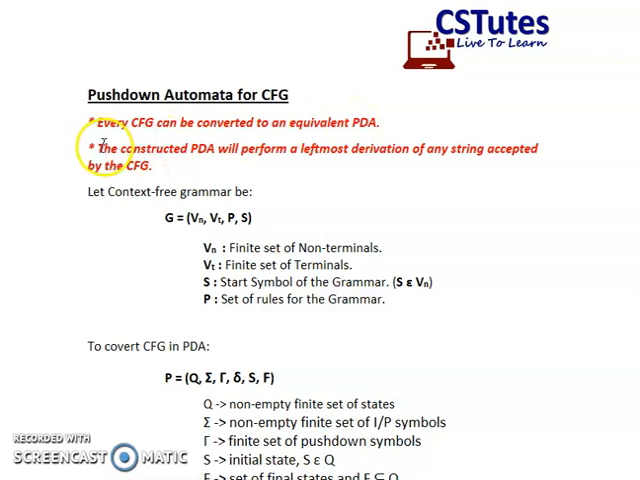The second point says that the constructed PDA will perform a leftmost derivation of all the strings accepted by the CFG. So for all the strings that can be accepted by the language generated by the given CFG, there will be a leftmost derivation in the generated PDA. In case you are not clear about leftmost derivation, you can go back to one of our videos in which we have described leftmost derivation.